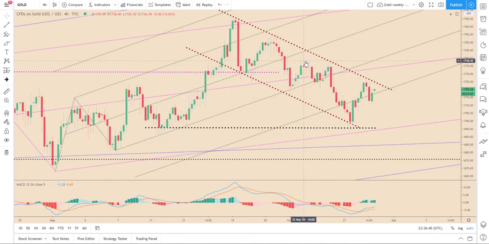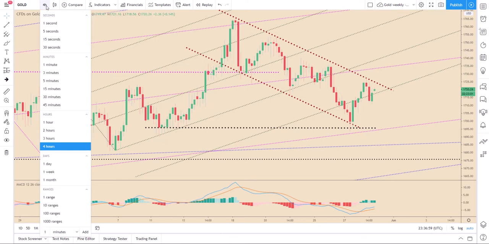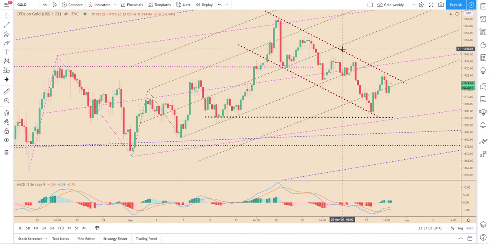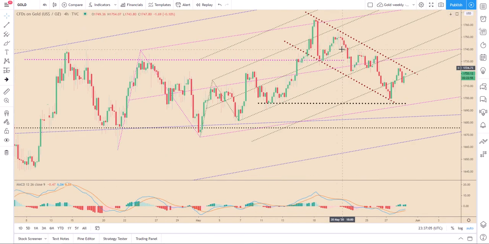So I noticed this downward sloping channel in the price chart of gold. We're talking about the spot price of gold, and at this level, this is our 4 hour time period, and that's all well and good.